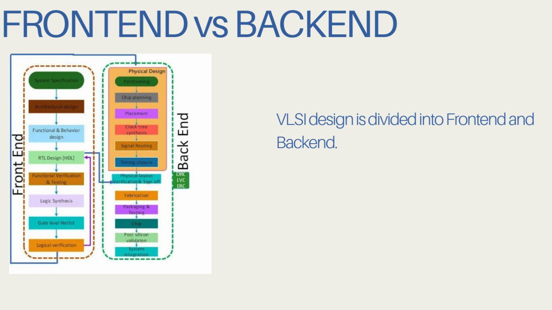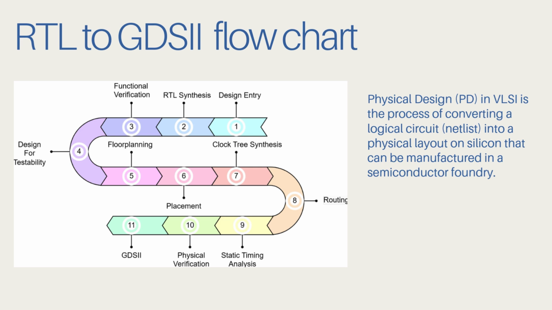Let's now understand the RTL to GDSII flow, which is the heart of physical design. First is RTL design, written in Verilog or VHDL. Next is synthesis, where RTL is converted into a gate-level netlist. Then comes floor planning, where chip size and macro placement are decided. After that, power planning is done using power rings and stripes. Then placement, where millions of standard cells are placed. Next is clock tree synthesis, to distribute the clock with minimum skew. Then routing, where all connections are made using metal layers. Finally, sign-off checks are performed, and GDSII is generated.